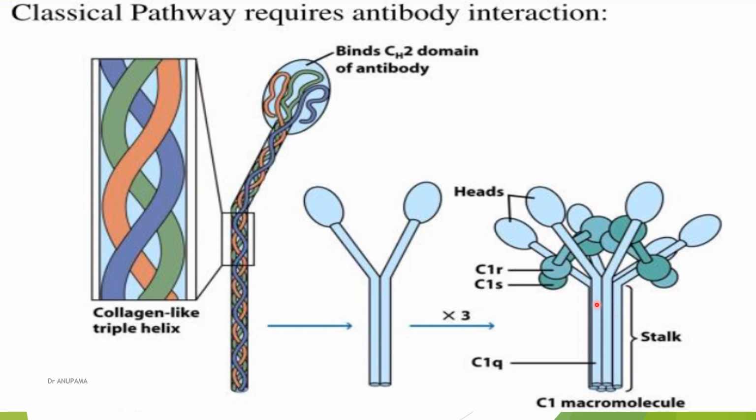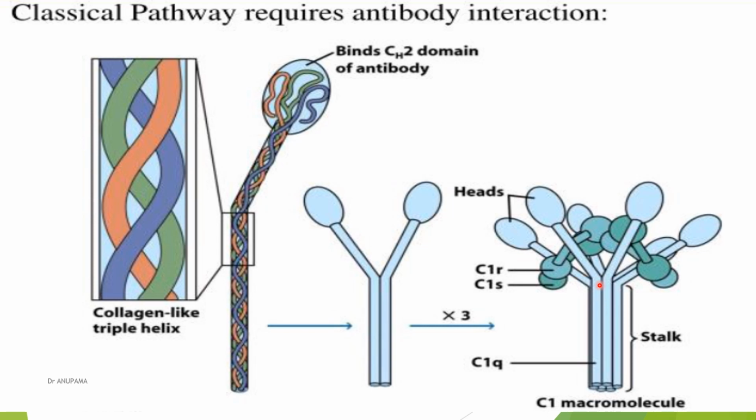This C1q is like this. It is made up of a collagen-like triple helical structure and it has heads. These heads bind to the CH2 domain of the antibody. So C1q has 6 binding sites for the antibody. It is a very large macromolecule.